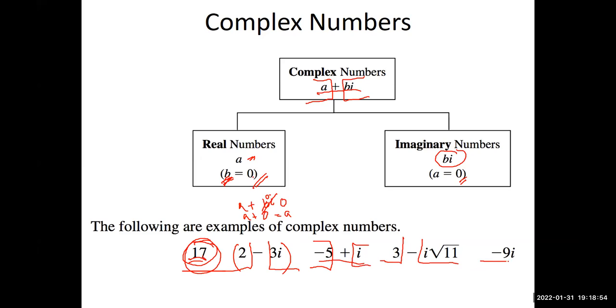Ngayon, sinasabi dito na yung negative 9i daw ay complex number. Paano naging complex number yung 9i? Sir, kasi po yung a is equal to 0, yung real number. Yes, your a is equal to 0. Ito yung concept na yun. So, if a is equal to 0, then it doesn't really matter kung isusulat pa ba natin dito yung 0. Hindi na natin sinusulat yung 0, kaya it is negative 9i.